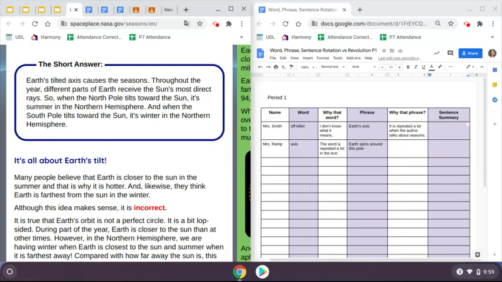Again, please make sure that you are working together because this is a group activity. There should be discussion going on between the students who are both in class and virtual.